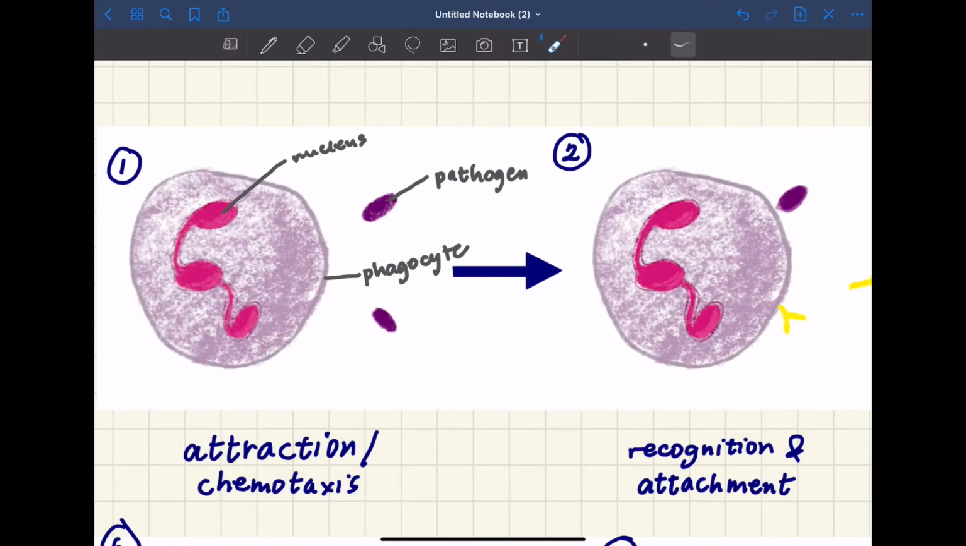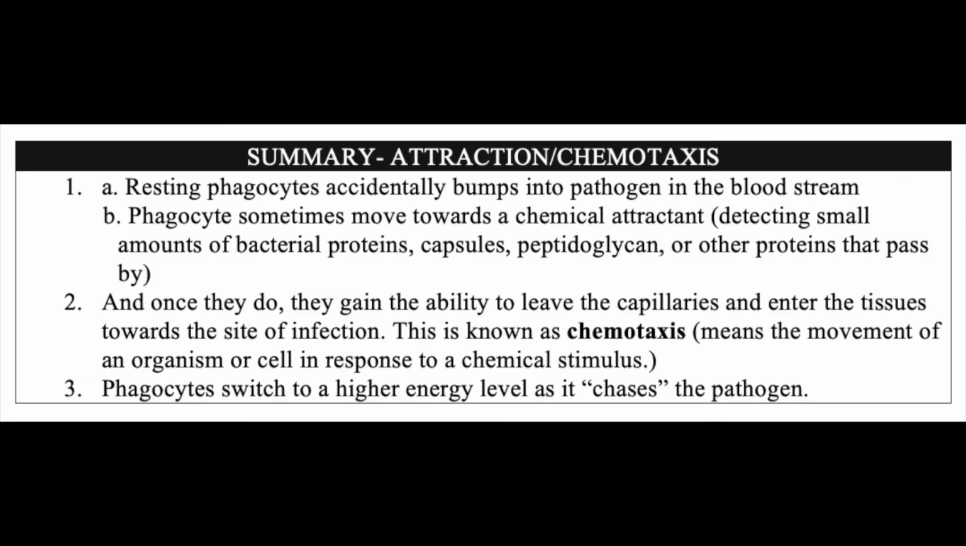When they move towards the site of infection, phagocytes switch to a higher energy level as they chase the pathogen. When I say chase, I actually mean that the phagocyte is undergoing directional movement towards where the chemical attractant is.